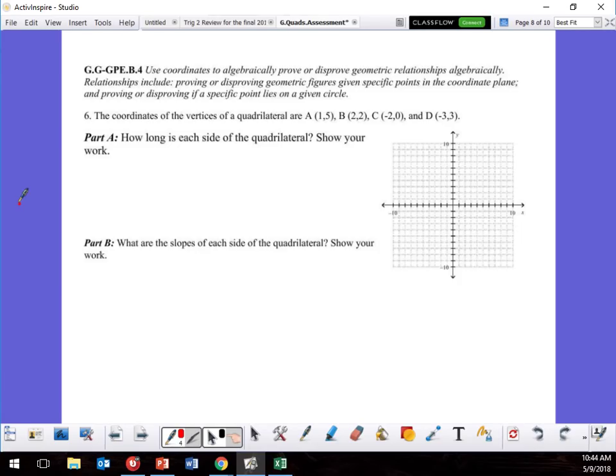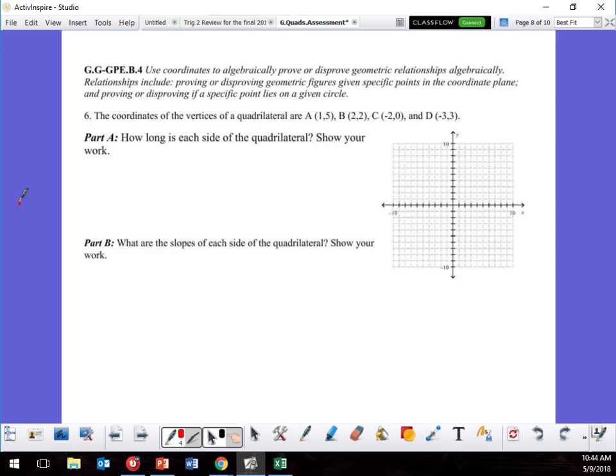All right, so back to this. Now, for this problem right here, it says the coordinates of the vertices of the quadrilateral A, B, C, D are there. How long is each side of the quadrilateral? Show your work. Now, for this, let's go ahead and start by putting in my values.